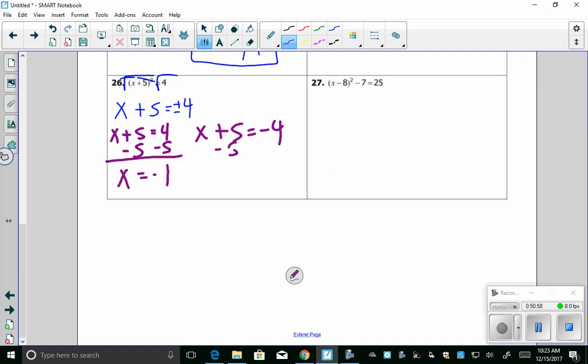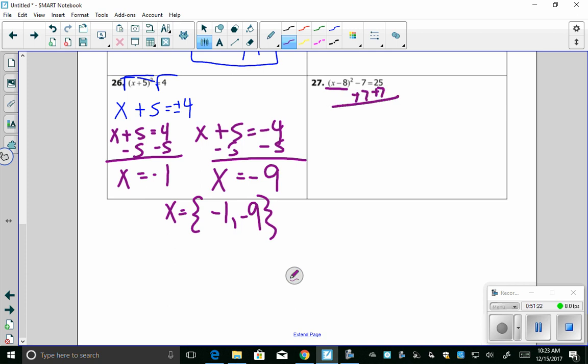X equals negative 1. Subtract 5 from both sides. X equals negative 9. Same thing. Get this by itself. To get that by itself, add 7 to both sides, so that you get x minus 8 squared equals 32. Square root both sides. X minus 8 equals the square root of 32.